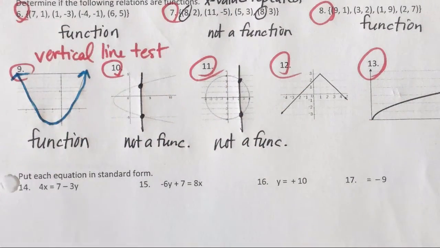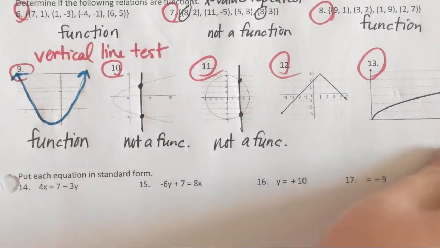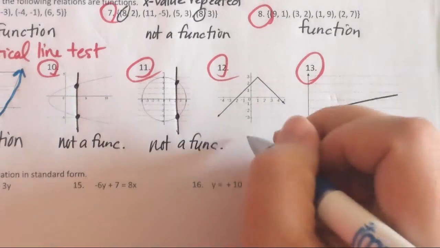And then, Hunter, before you die, you want to do number 12? Yep. Okay, it's a function. You can have that one. A point for that.